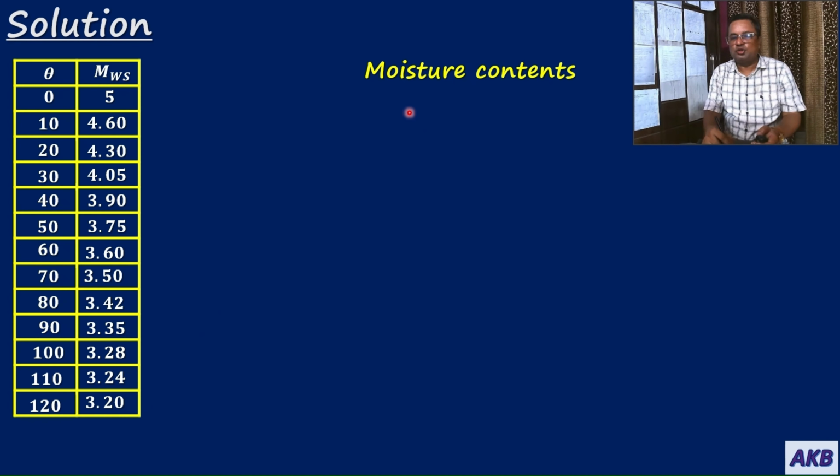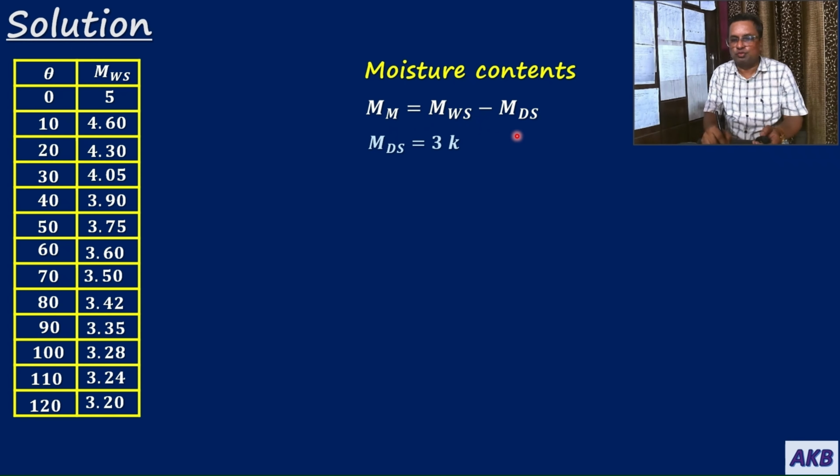Now first we will find out moisture contents. And how are you going to get that? Moisture content, that is mass of moisture, is equal to mass of wet solid minus mass of bone dry solid. So mass of bone dry solid is 3 kg, and after every 10 minutes we have a value for mass of wet solid. So we will subtract mass of bone dry solid from mass of wet solid after every 10 minutes, and that will give us moisture contents after every 10 minutes.